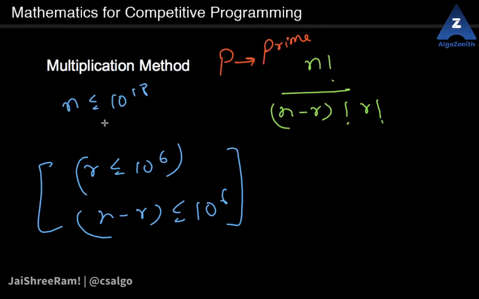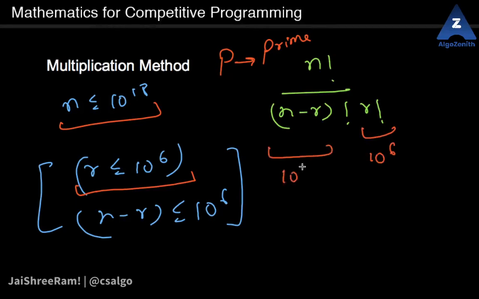So even if n is pretty large, r is small, right? So what will happen is this particular part over here, there would be 10 to the power 6 terms over here, and there would be up to 10 to the power 18 minus 10 to the power 6 number of terms over here, right? Now we know that we can cancel off terms in factorials, right? So we can write this particular thing, let's talk about this.